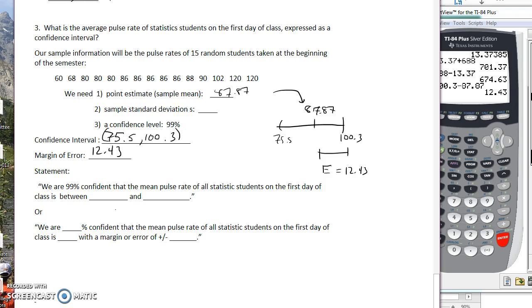So we could say we are 99% confident that the mean pulse rate of all statistics students on the first day of class is between 75.5 and 100.3. Or we could say that we are 99% confident that the mean pulse rate of all statistics students on the first day of class is 87.87 within a margin of error of 12.43.